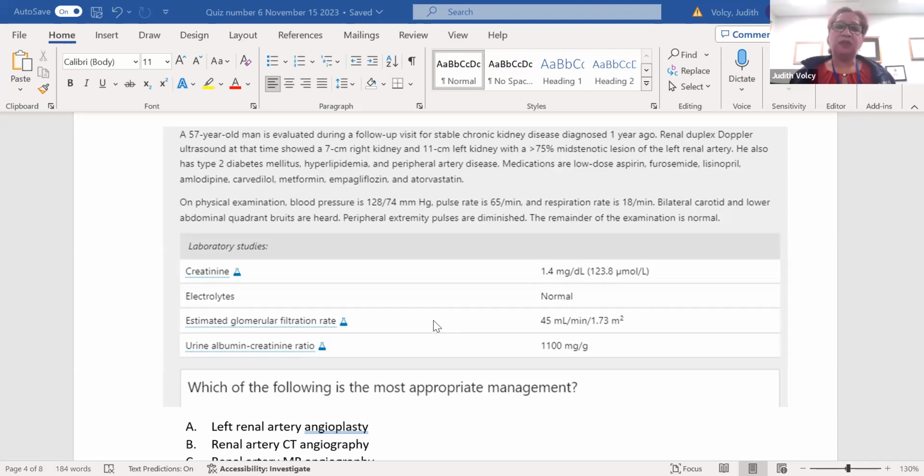So diabetes, if the chronic kidney disease is caused by diabetes, usually the kidney size would be normal to higher. Amyloid would be a larger size, whereas hypertension would be a smaller kidney.